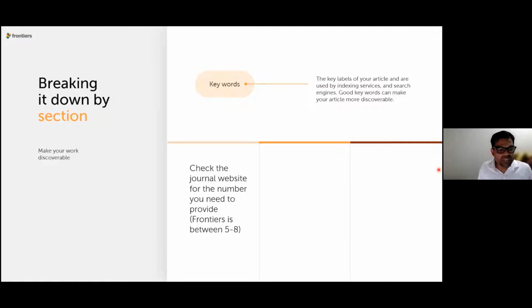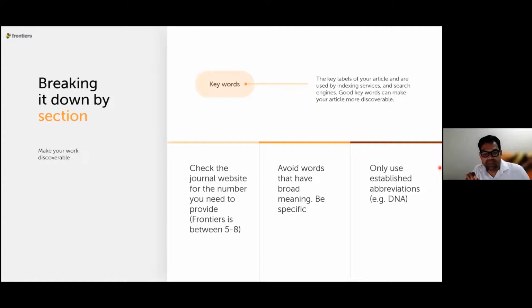So check the journal website, and most journals, I think, need at least 5 keywords. Like in Frontiers, it's between 5 and 8, okay? Also, avoid words that have broader meaning and be specific. Keywords should be specific enough to give someone a very quick idea about the content of your paper. Also, use only established abbreviations like DNA. As I mentioned earlier, don't use things like DSR. I'm talking about keywords.